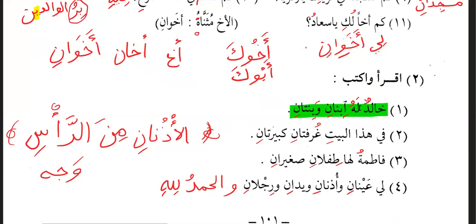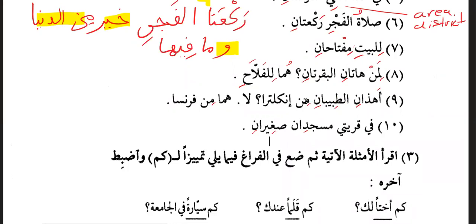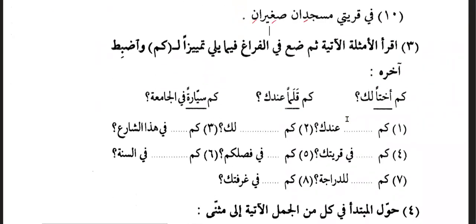So from the beginning we say: خالد له ابنان وبنتان. في هذا البيت غرفتان كبيرتان. فاطمة لها طفلان صغيران. لي عينان وأذنان ويدان ورجلان والحمد لله. في هذا الحي مدرستان. صلاة الفجر ركعتان. للبيت مفتاحان. لمن هاتان البقرتان؟ هما للفلاح. أهذان الطبيبان من إنجلترا؟ لا, هما من فرنسا. في قريتي مسجدان صغيران. نعم, جميل.